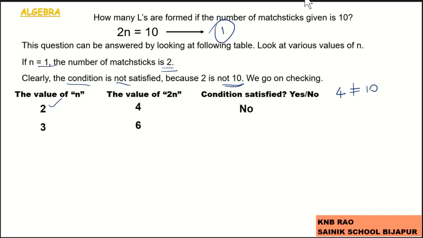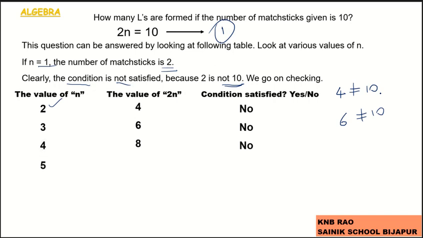Now, is the condition satisfied? Obviously, 6 is not equal to 10. It clearly tells that the condition is not satisfied. Now, going ahead, if n equals 4, 2n value becomes 8, and 8 is not equal to 10. Therefore, the condition is again not satisfied.